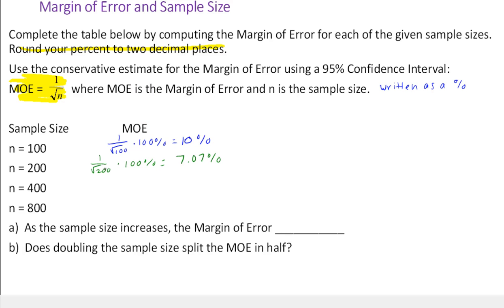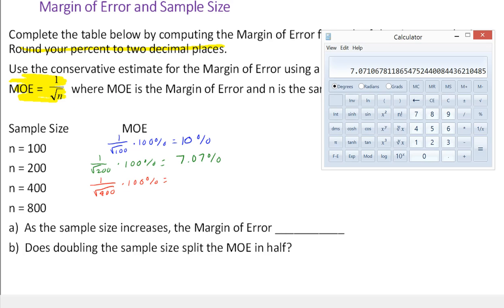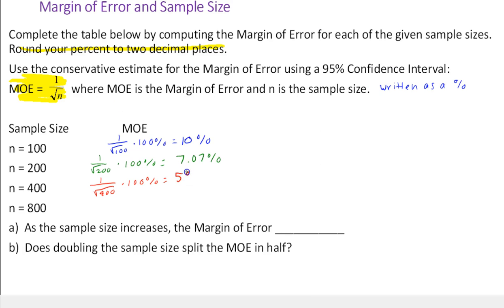Next, we have a sample size of 400. So 1 over the square root of 400. 400 is a perfect square, so we're going to get a nice whole number answer. 400, the square root is 20. Reciprocating this, we get 0.05, and multiplying by 100, we get 5%.